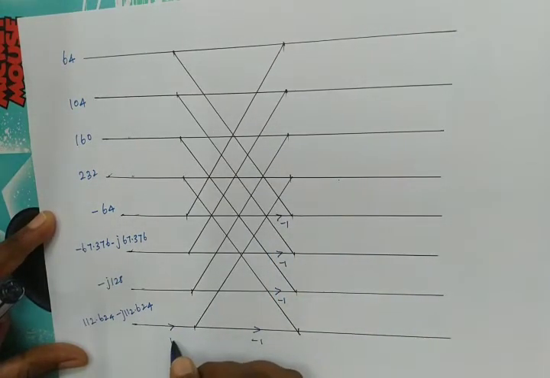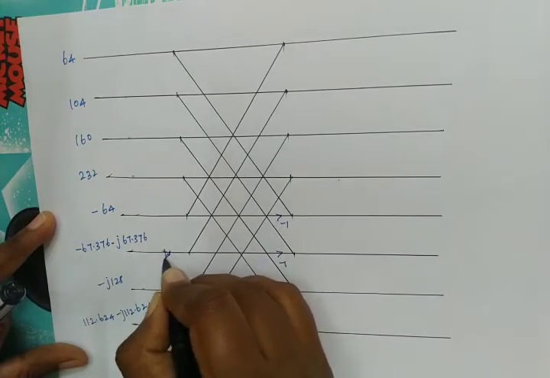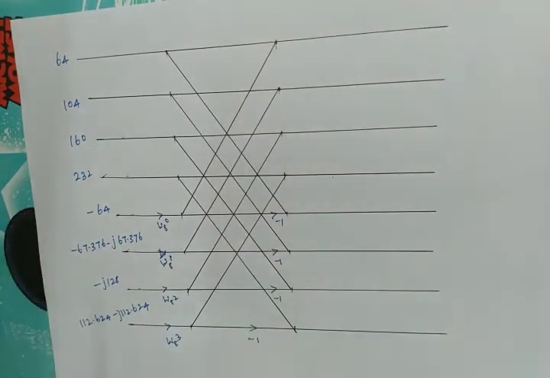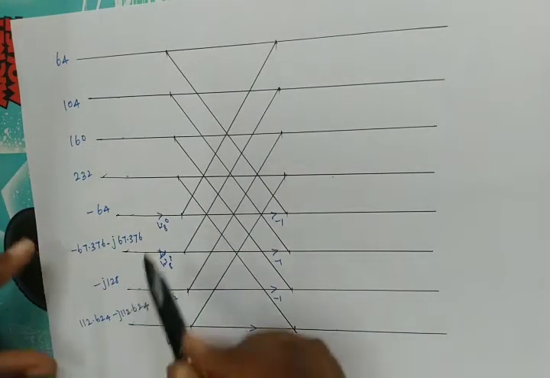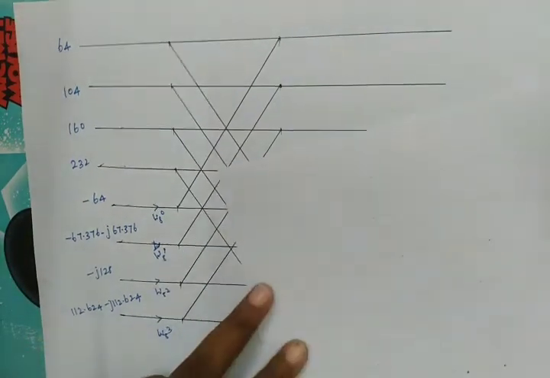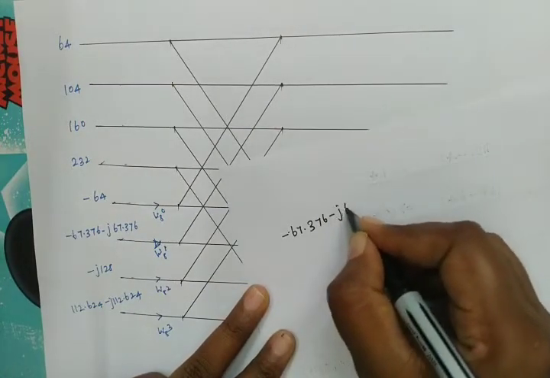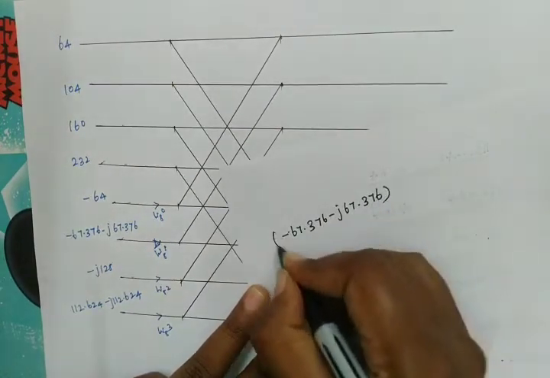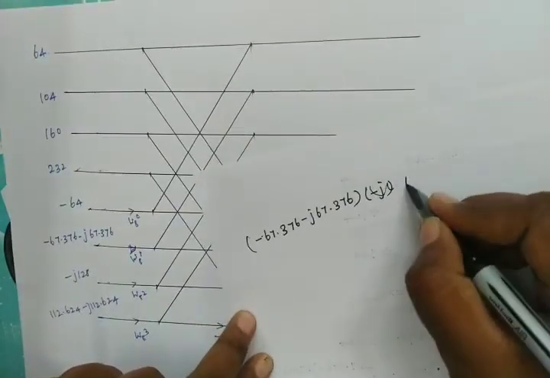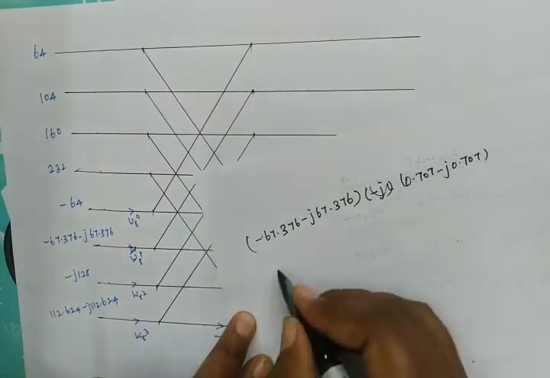And here we have total factor W8 power 3, W8 power 2, W8 power 1, W8 power 0. Now what we have to do? First let us finish this. This is minus 64, and here we have W8 power 1. So here we have minus 67.376 minus j 67.376. Let us multiply with minus j, because W8 power 1 is 0.707 minus j 0.707. So we have to multiply this.